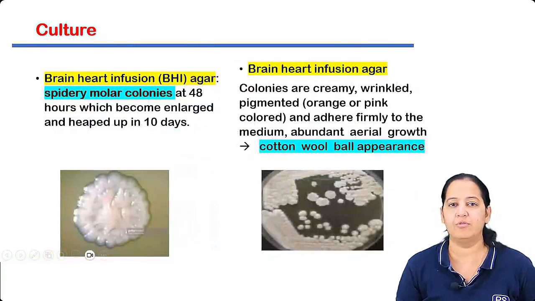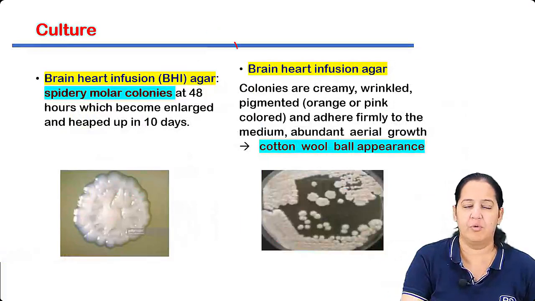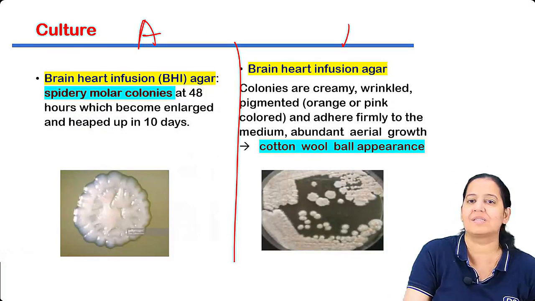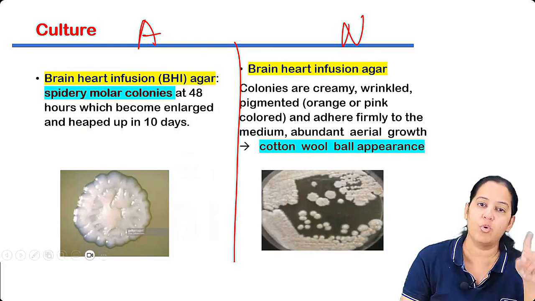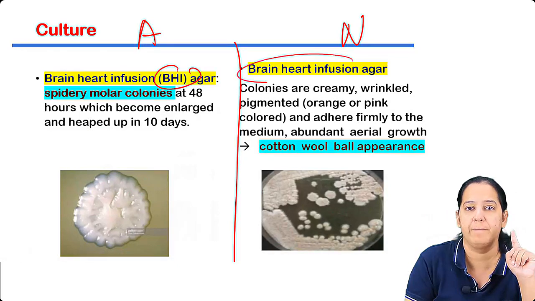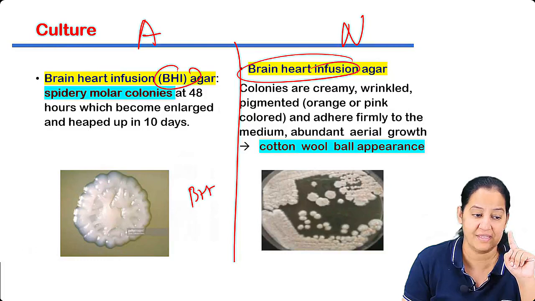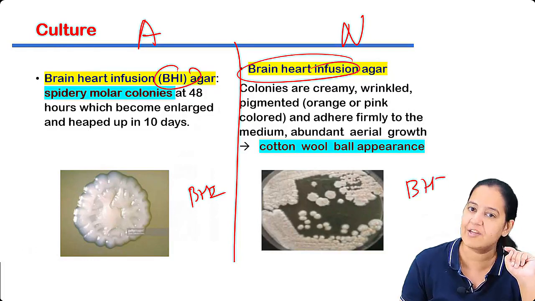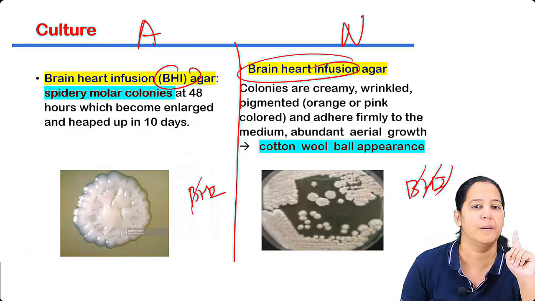Now let me tell you the culture media of both. This is the culture media of actinomycetes, this is nocardia. दोनों का culture media कर किस पे रहे हैं? The culture media we are doing on brain heart infusion, BHI. ये भी BHI है. The selective media is BHI. Learn the selective media. It's brain heart infusion, BHI.